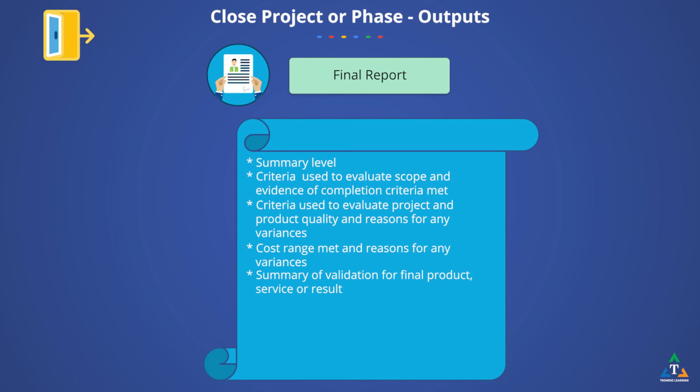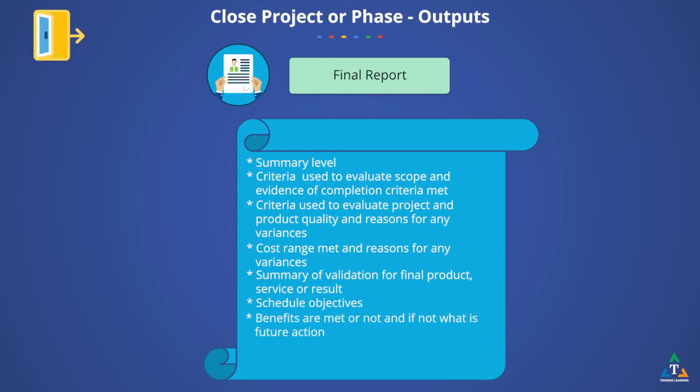Summary of the validation information for the final product, service, or result. Schedule objectives, including whether results achieved the benefits that the project was undertaken to address. If the benefits are not met at the close of the project, indicate the degree to which they were achieved and estimate for future benefits realization.